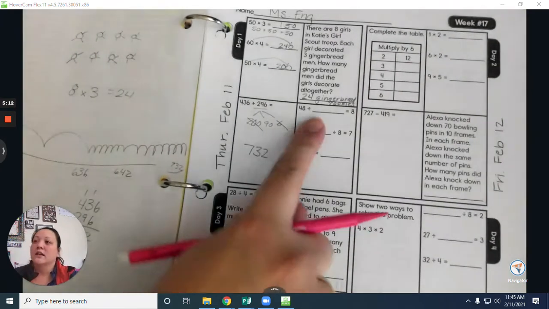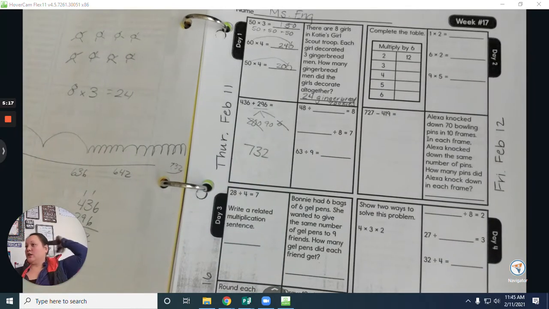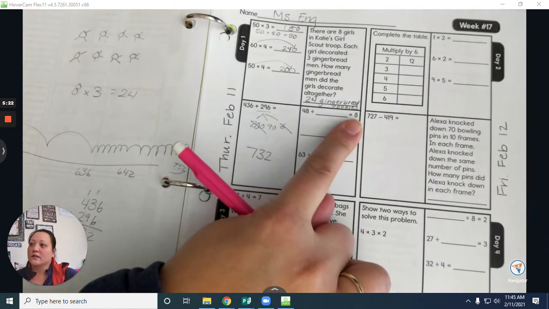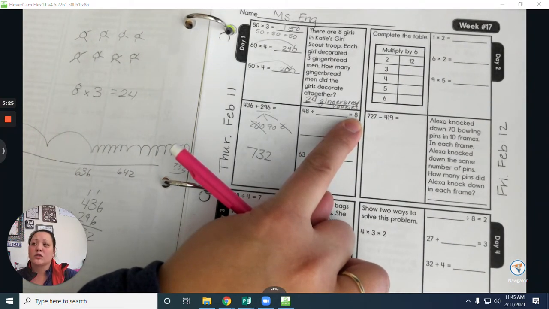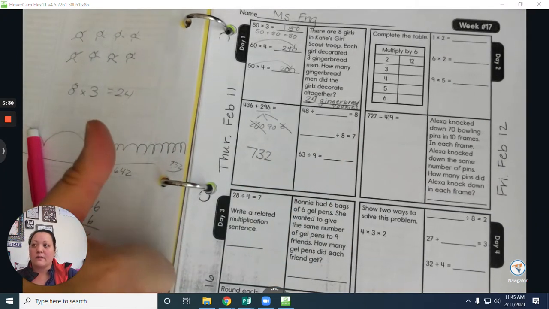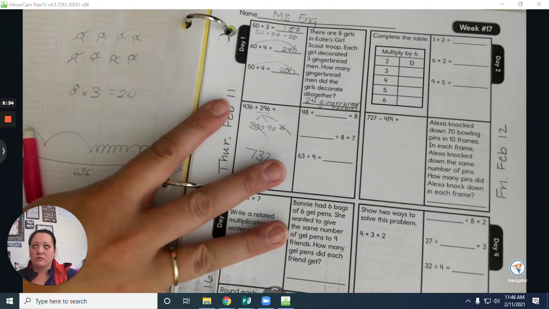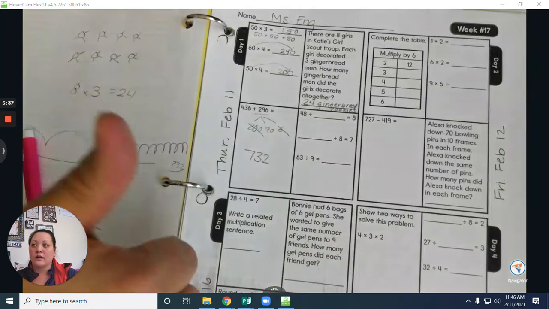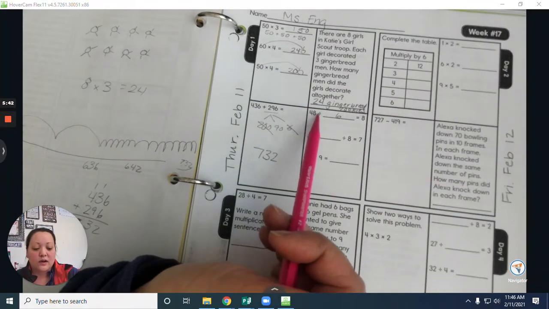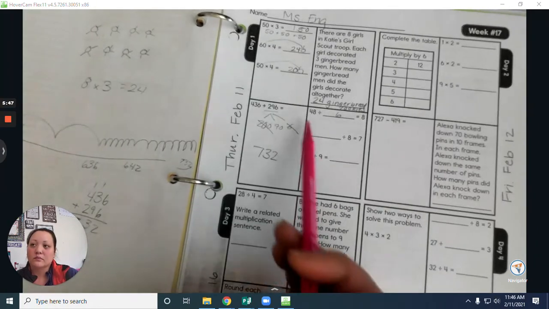Okay, 48 divided by something equals 8. Well, I know it's going to equal 8, so I could skip count to 8 to get there. Let's try that. 8, 16, 24, 32, 40, 48. So it must mean that if you have 48 and you divide it into 6 groups, you would have 8 in each group.